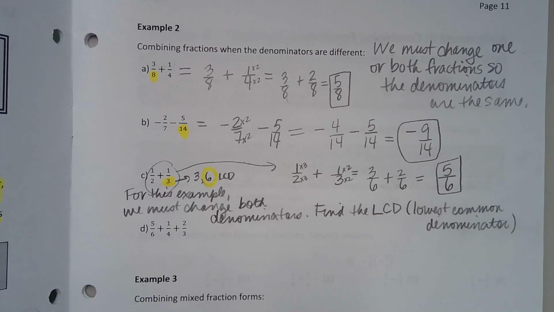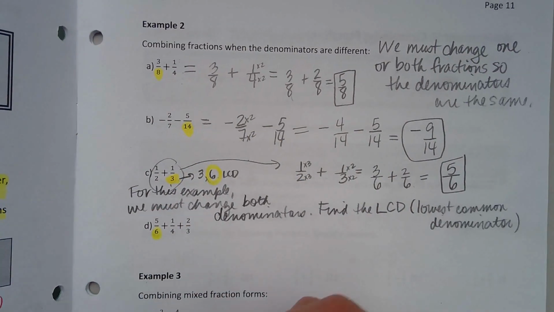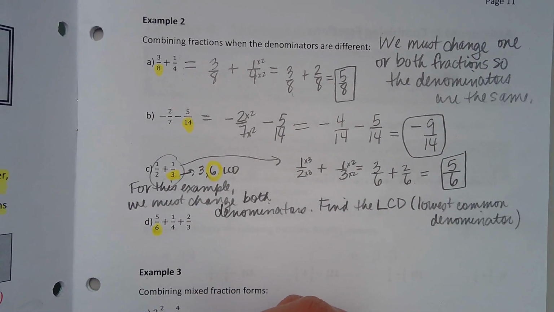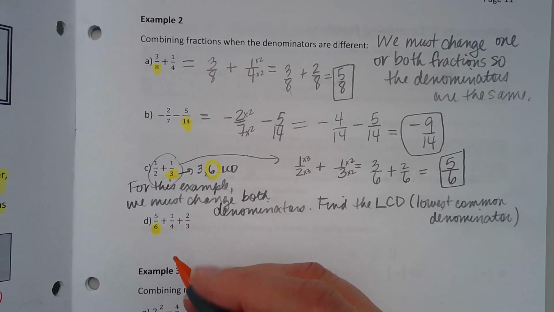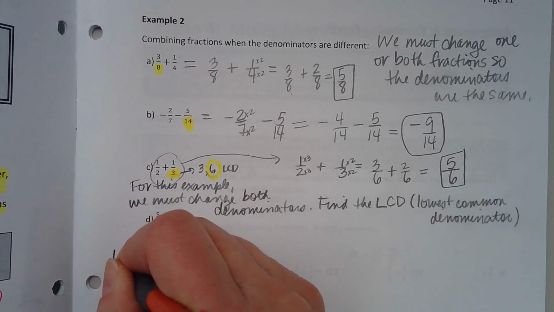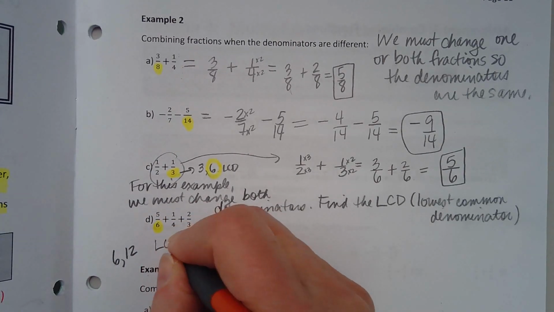Okay, let's go on to the next one. 5/6 plus 1/4 plus 2/3. I'm combining 3 fractions. We can still do it. Now, unfortunately, they're not all the same fractions, so I start at my big number and I start counting by 6s. Okay, would 6 work? No. 3 goes into 6 evenly, but 4 doesn't, right? Okay, I'm counting by 6s. The next number would be a 12. 12 works, right? LCD is 12.